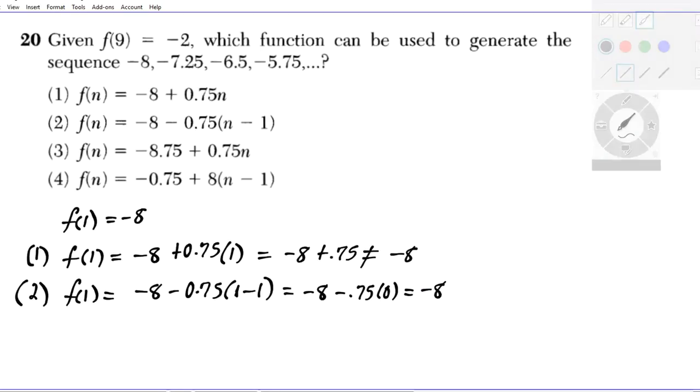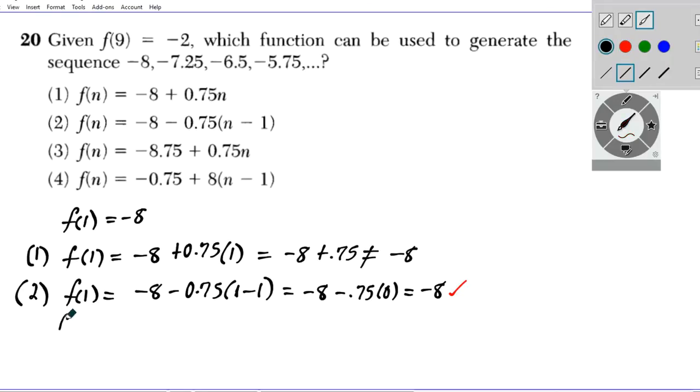So does that mean this is the correct one? The answer is no. It has to basically match all these options that we have here. So even though it passes the first test, that doesn't mean that it is the correct answer. All right, let's test another one. Let's test the second output. So for f of 2, let's see what we get there.